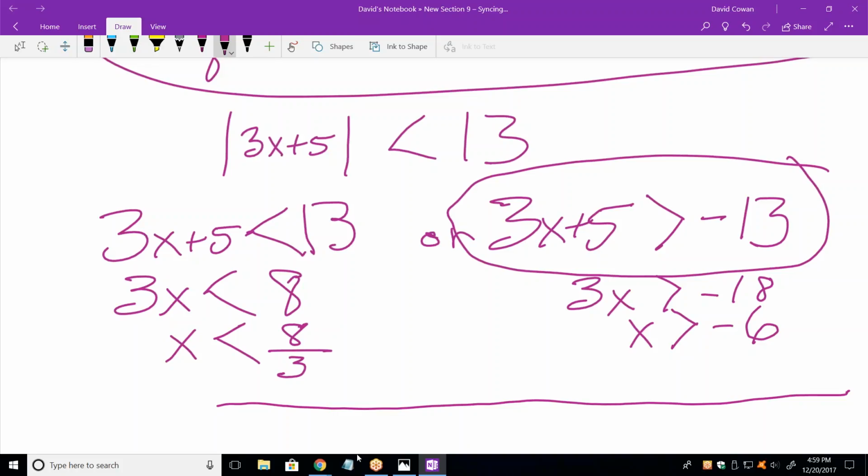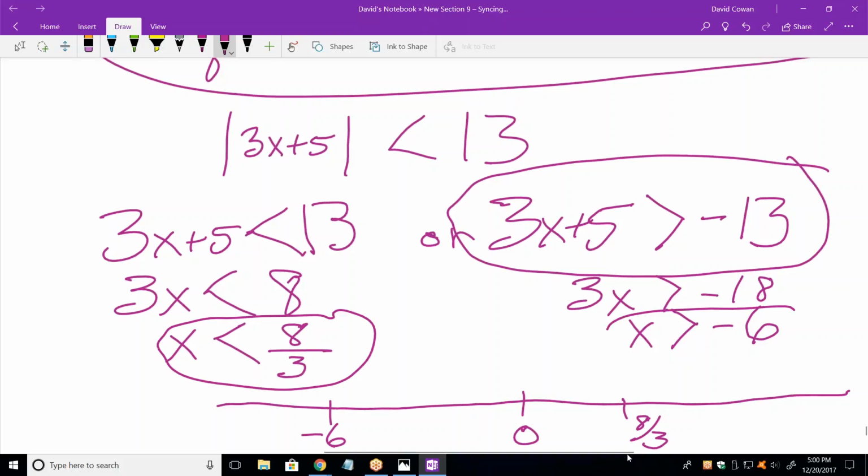Now, what are the two important parts on my number line? Minus 6 and 8 over 3. Where does my answer go in terms of a graphical representation? It's got to be less than 8/3. It's got to be greater than minus 6. Where does that put it on the number line? In the middle of both?